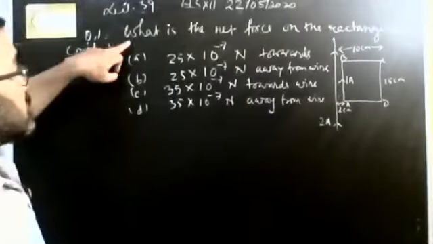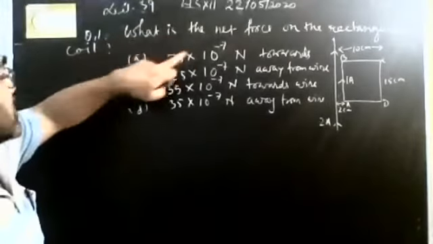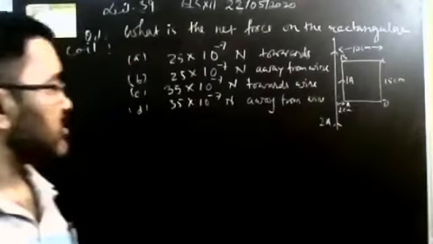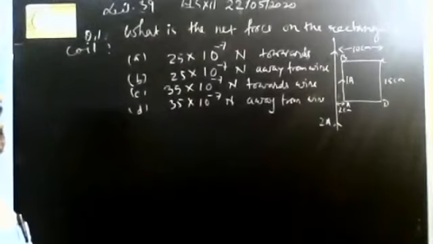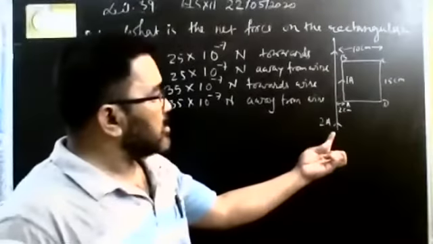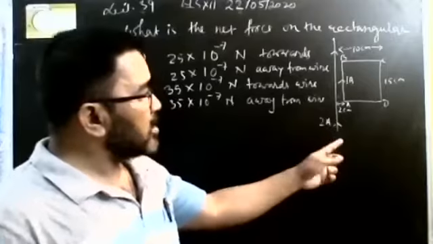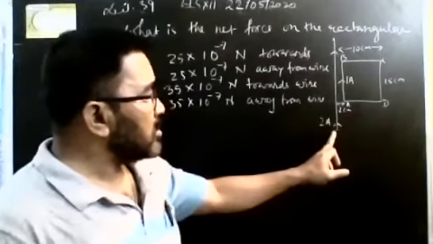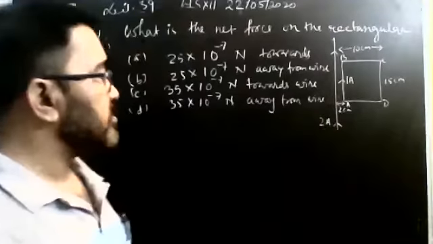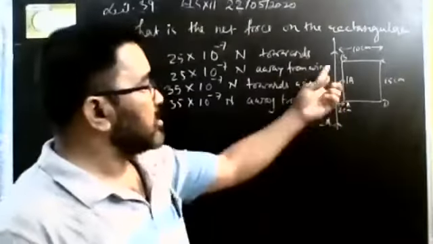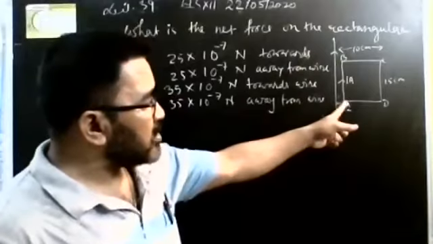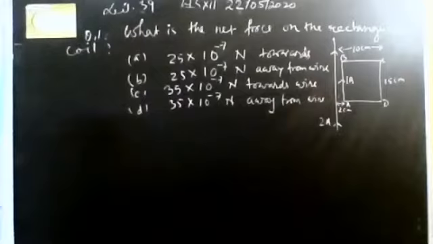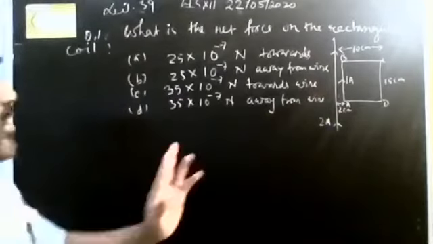So the question is, what is the net force on the rectangular coil? This is a rectangular coil ABCD, right? There is a conductor passing just close to this rectangular coil, and 2 ampere current is flowing through this conductor. It is 2 centimeter away from the coil, that is from the side AB. So what you are asked to find out is the net force.